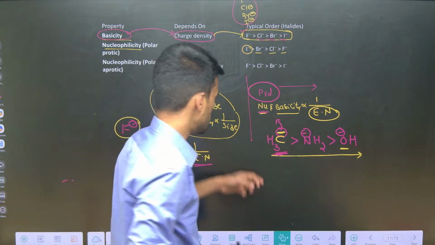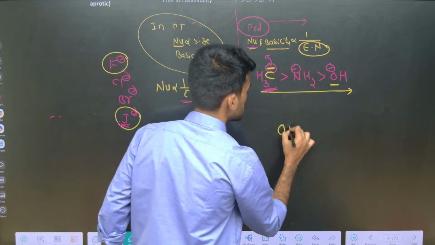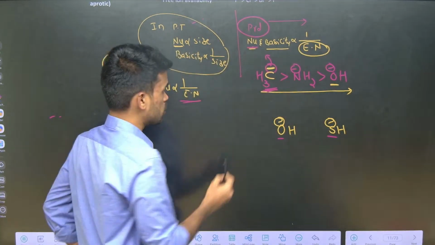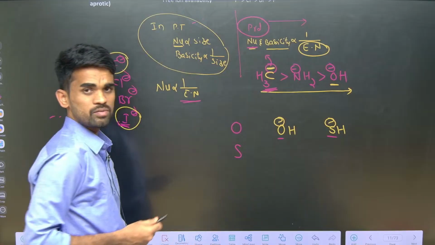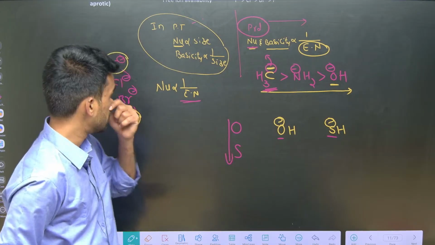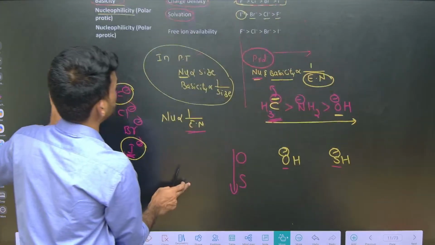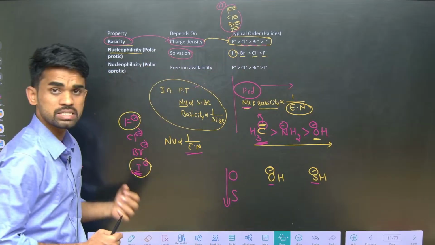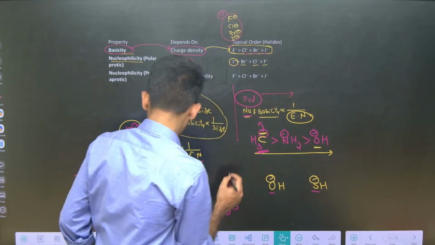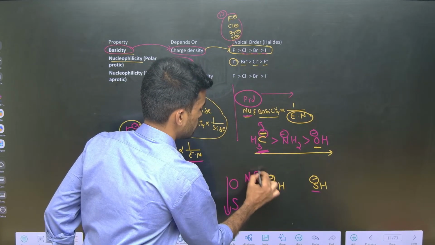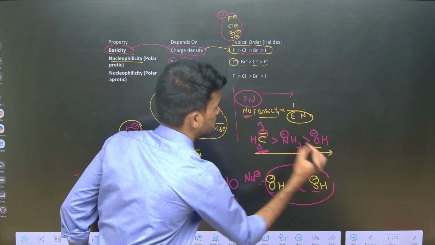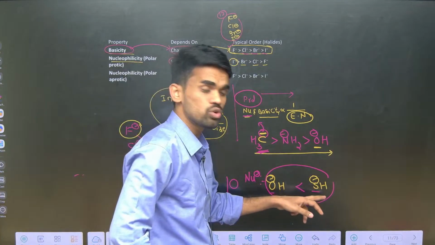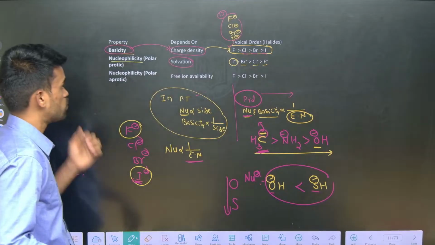Now tell me, between these two, the nucleophilic nature of OH minus and SH minus. They belong to oxygen and sulfur, so they are from the same group, down the group. Down the group, as you have seen for halides, nucleophilic nature increases. Therefore SH minus is more nucleophilic than OH minus. That's it. This is what you need to remember here.